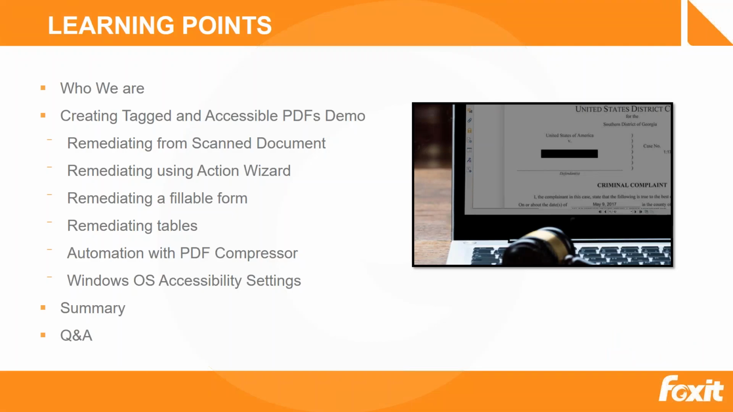So here's the agenda. I'll just briefly go over who we are. I know there's actually a lot of you that are new to Foxit. And then I'll go right into the demo. I have a number of things planned for creating tagged and accessible PDFs. We'll start with the scan document. There's an action wizard that'll help you navigate through tagging the document. We'll look at remediating tables. I couldn't get to the fillable form, so we'll skip that. We'll go right into remediating tables, and then automation with another product of ours called PDF Compressor. And then we'll go into some of the Windows accessibility settings as well. And then at the end, we'll open it up for Q&A.